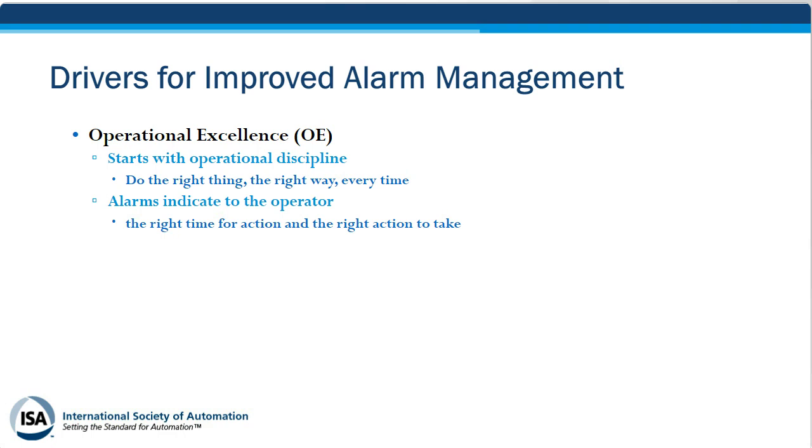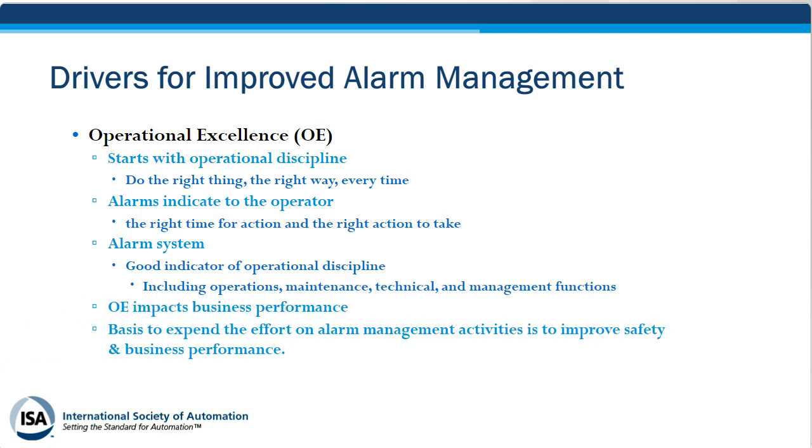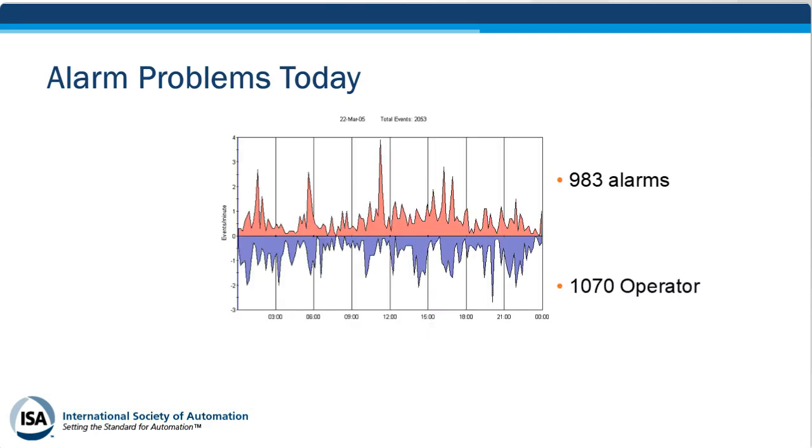Alarm systems are a good indicator of operational discipline if we're doing them appropriately, right? And this includes operations, maintenance, technical, and management functions as well. And then, of course, OE impacts business performance. And then the basis to expand the effort in alarm management activities helps us improve our safety and our business performance.